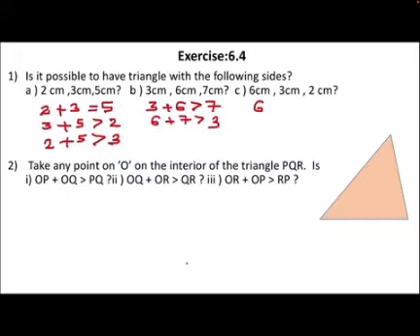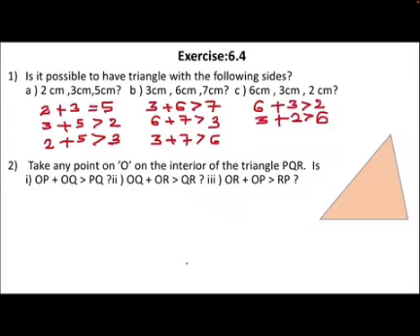3 plus 6 is 9, is it not? So, 9 is greater than 7. 6 plus 7 is 13. 13 is greater than 3. 3 plus 7 is 10 and 10 is greater than 6. So, yes, we can construct a triangle with these measurements. So, a triangle can have these measurements and we can construct a triangle with these measurements. Okay. Now, let's see the third case.